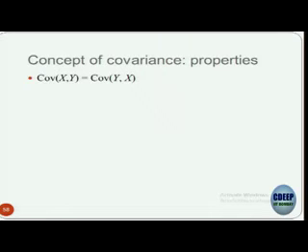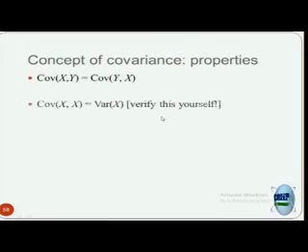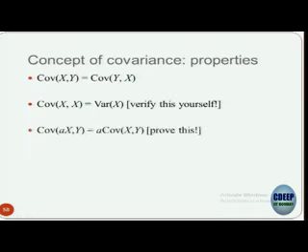Right. It should be obvious, right? Because it just follows from the commutativity of multiplication. I can just change the order in which I'm multiplying. Nothing really changes. So, that's clear. Then covariance of x comma x, this is what? This is the variance of x, okay.